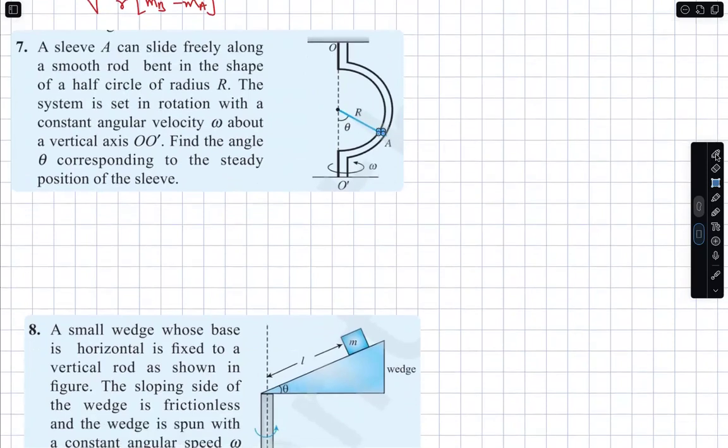Boys, you see, this is question number 7. Excellent question. Easy question. I think you can imagine the system. It's rotating about a vertical axis.